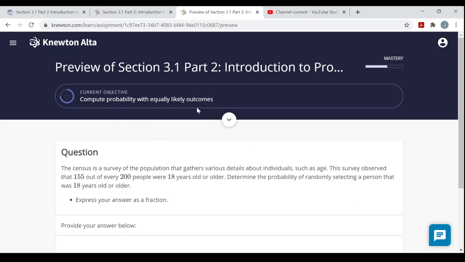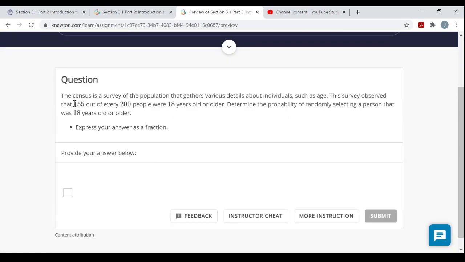So another one, same objective. The census is a survey of the population that gathers various details about individuals, such as the age of every individual. This survey observed that 155 out of every 200 people were 18 years or older. So determine the probability of randomly selecting a person that was 18 years or older. So how many ways did that happen? There are 155 of those people they're telling us right here, out of the 200 total people that were surveyed.